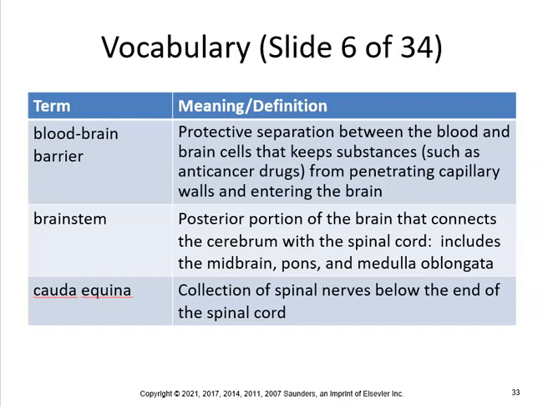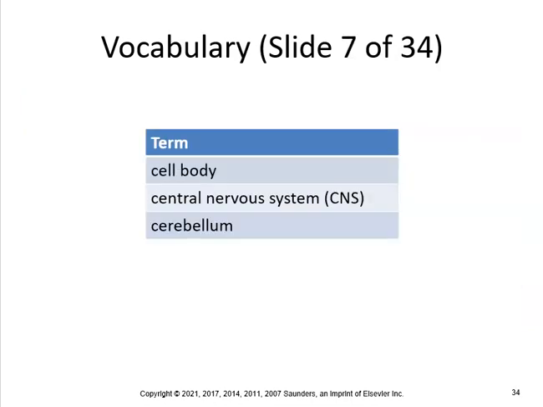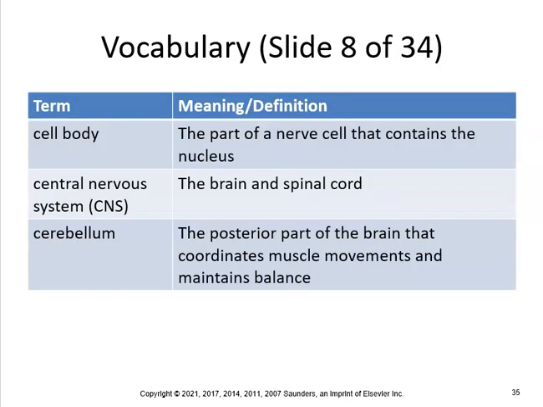The brainstem is the posterior portion of the brain that connects the cerebrum with the spinal cord, and includes the midbrain, pons, and medulla oblongata. The cauda equina is a collection of spinal nerves below the end of the spinal cord. Remember, the spinal cord ends at L2. Cauda equina kind of looks like a horse's tail. Next is the cell body, central nervous system, cerebellum. The cell body is the part of the nerve cell that contains the nucleus. The central nervous system is the brain and the spinal cord. And the cerebellum looks like a little cauliflower, the posterior part of the brain that coordinates muscle movements and maintains balance.